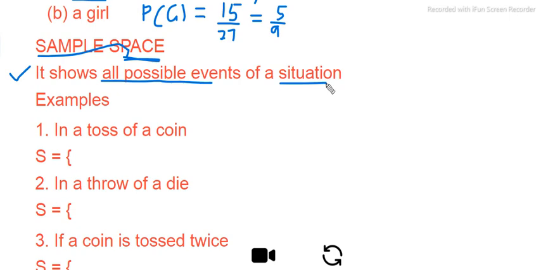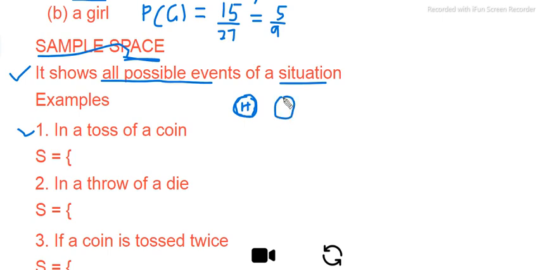Let's look at this for example. A toss of a coin: a coin has two sides. A coin is just a circular object like this. So one of the sides is called the head.